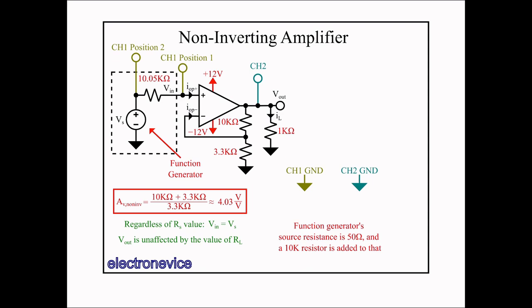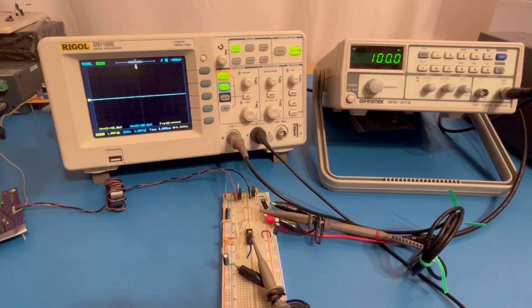At first, channel 1 will be in the right position, measuring Vin, then we'll move it to the left position, measuring Vs to see if there's a significant difference. Channel 2 is on Vout. The power supply rails are approximately plus 12 and minus 12 as usual. I won't measure them today. It won't be important to know their exact values so long as we remain far from them.